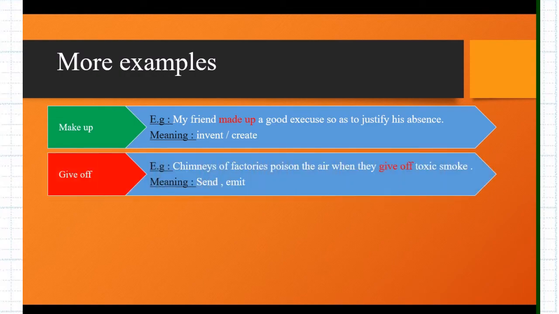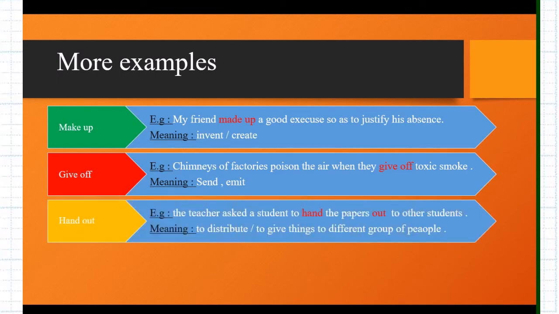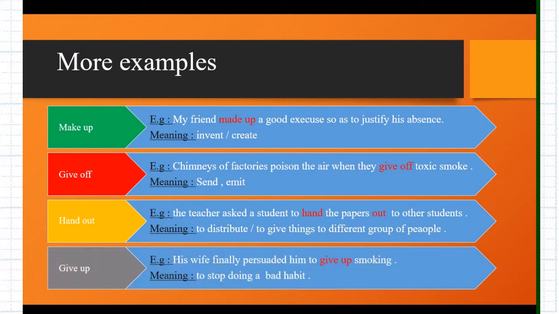Give off. Chimneys of factories poison the air when they give off toxic smoke. It means they send, they produce gases in the air, they emit. Hand out. The teacher asked a student to hand the papers out to other students. It means to distribute or to give something to a large group of people. Give up. His wife finally persuaded him to give up smoking. It means to stop smoking or to stop doing a bad habit.